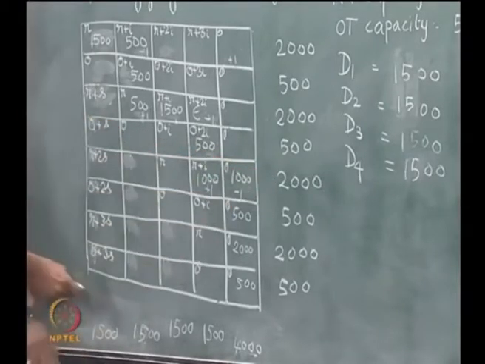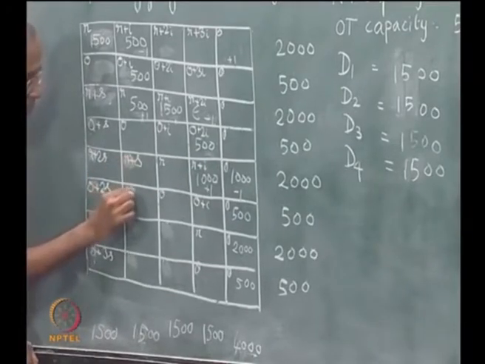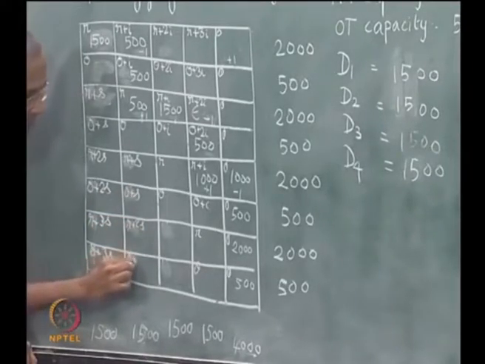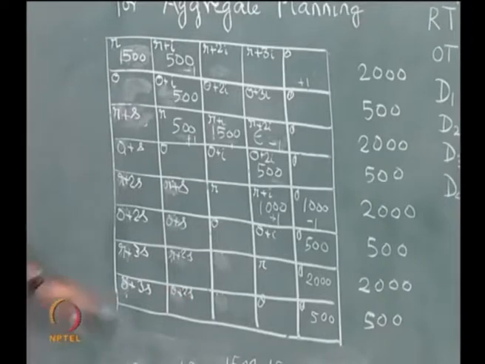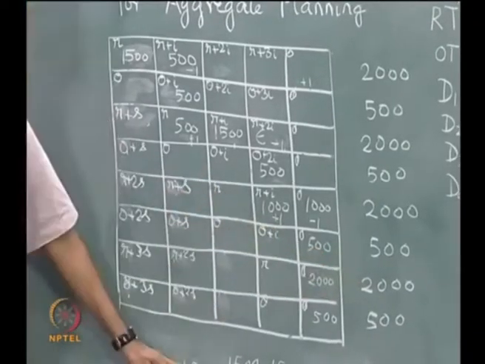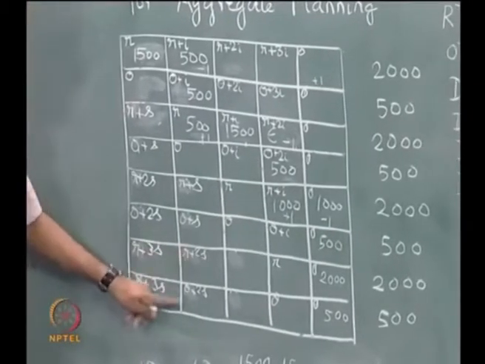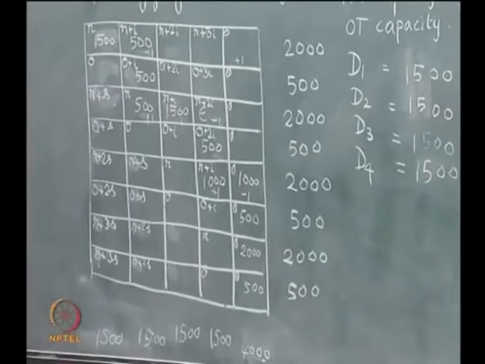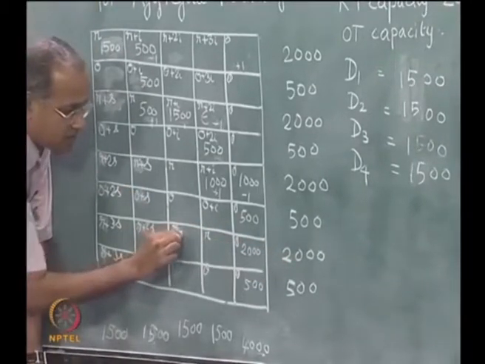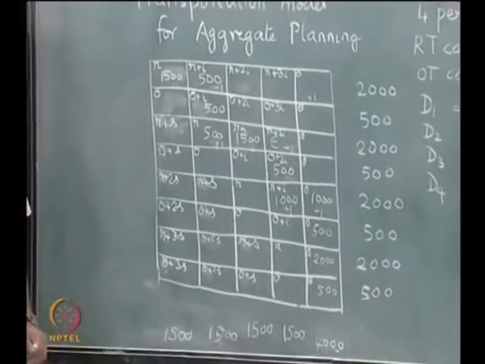Now, this is the third period capacity to meet the second period's demand. So, this will be R plus S, this will be O plus S, this will be R plus 2S, this is O plus 2S. The 2S comes because this is the fourth period's capacity used to meet the second period's demand, so there is a back order for 2 periods. So, R plus 2S, O plus 2S. This is the fourth period capacity to meet the third period's demand. So, it will be R plus S and O plus S.